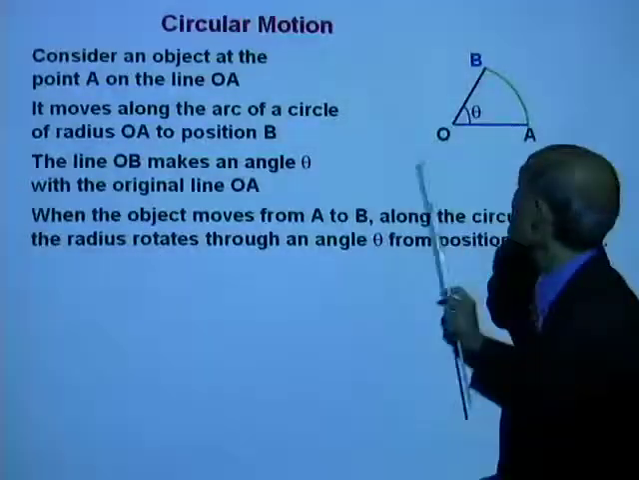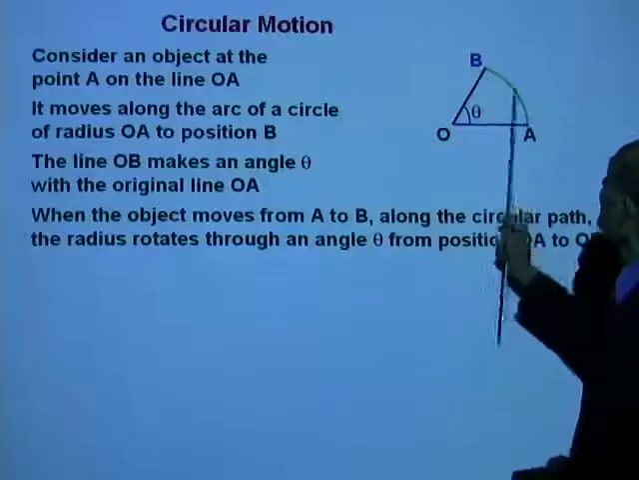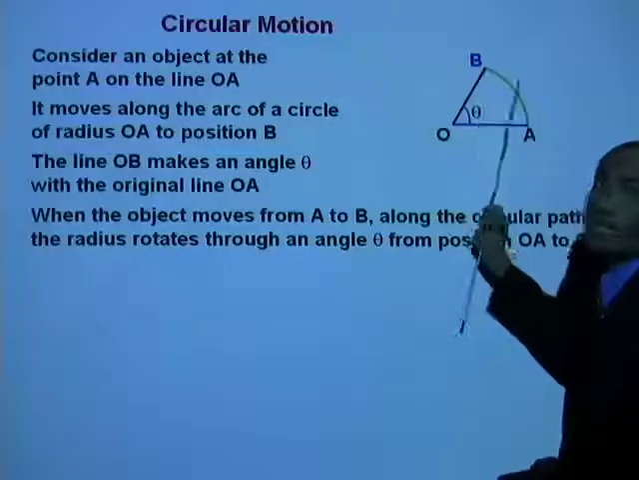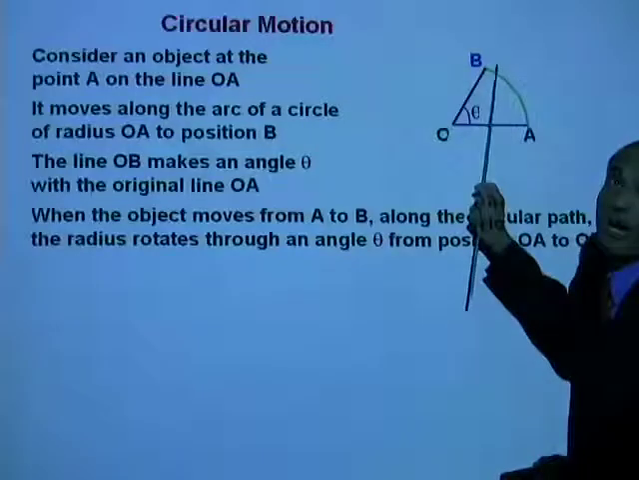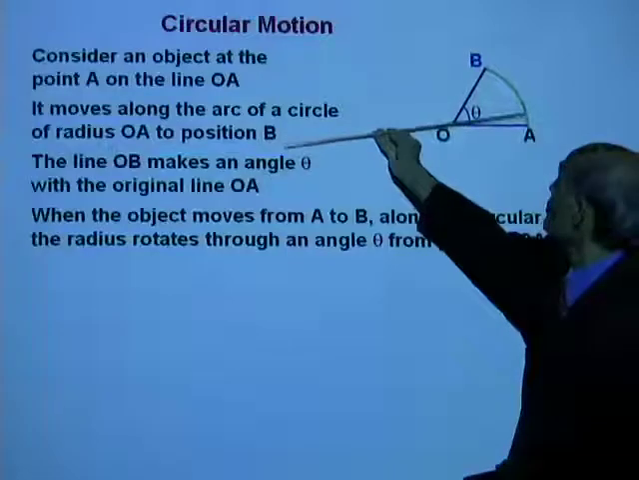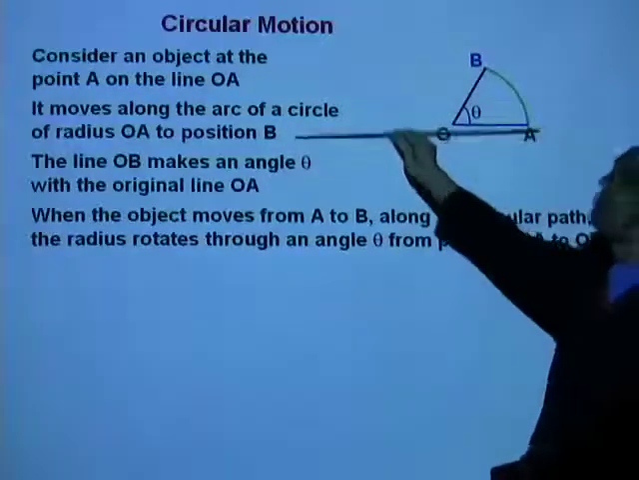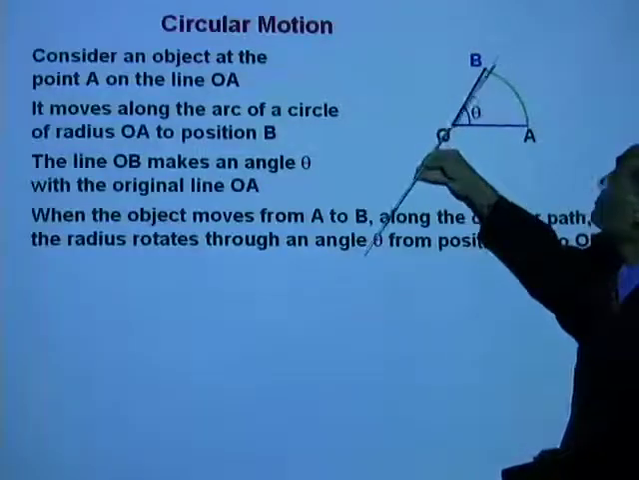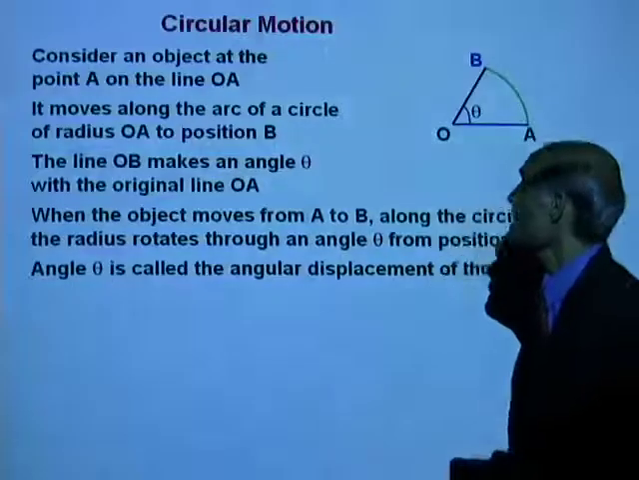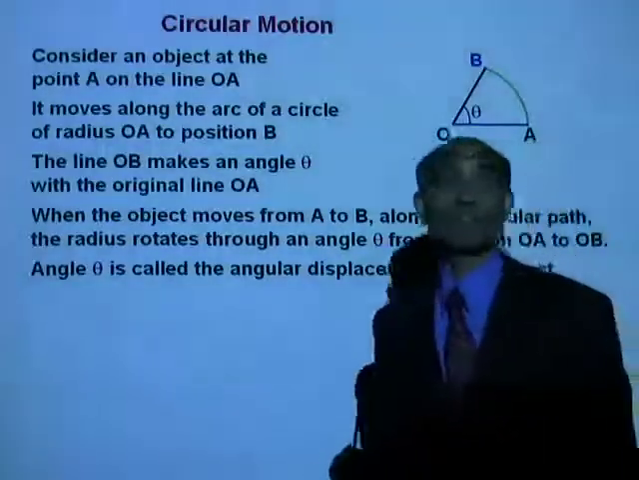Now, when the object moves from A to B along the circular path, the length of the path taken by the object is the length of the arc AB, and during that time the radius rotated through an angle theta from position OA to position OB. The angle theta is called the angular displacement of the object.